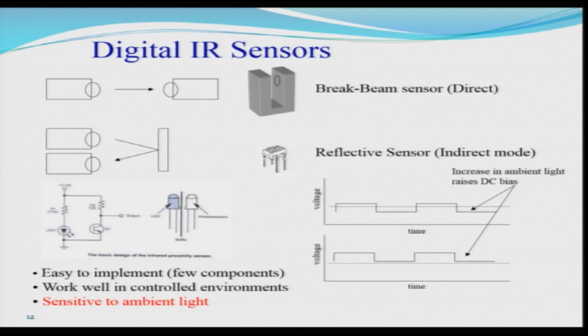Here you can see the responses. This is a digital kind of output. Whenever some object intrudes through this sensor and passes in between, it breaks the beam, and then you can sense the signal. These are more sensitive to ambient light. If ambient light increases, the bias voltage changes.